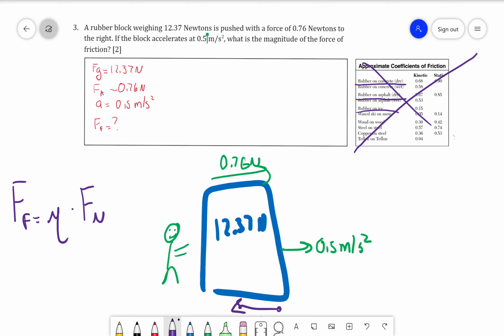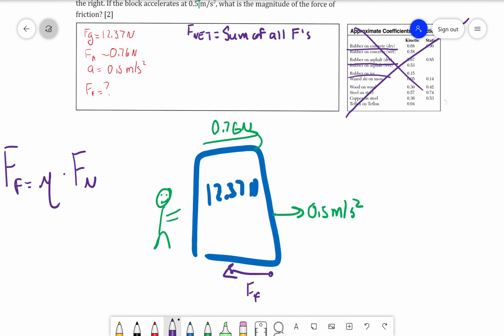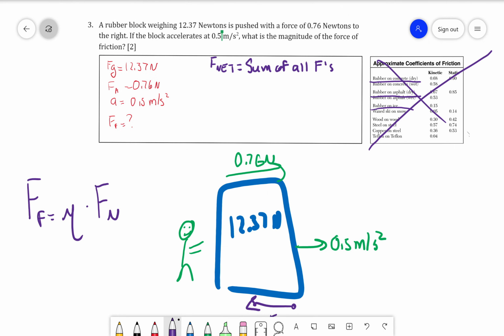What we have to do is use the net force to find the force acting against us. Remember what the net force is. It's the sum of all forces acting in one dimension. So if we can find the sum of this plus this, then we can find out what just this is alone. If we know what they are together, we can take this away and find out what this is. So what is our net force formula?